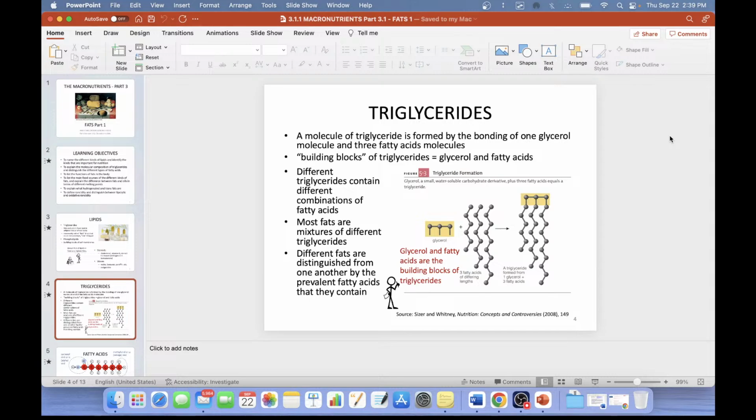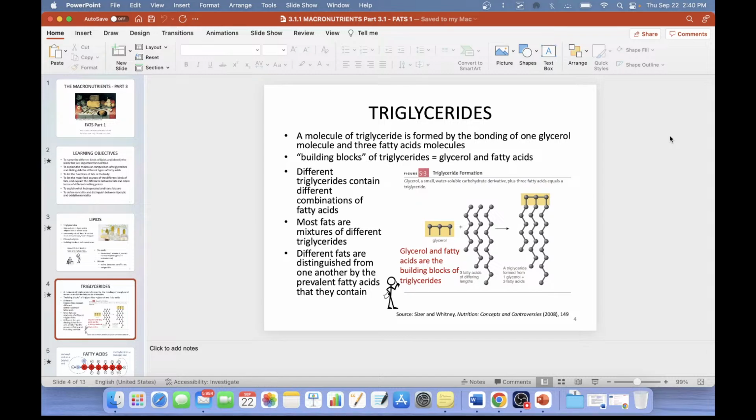Different triglycerides contain different combinations of fatty acids. This is really an important point, and I want to stress it. In a molecule of a triglyceride, you can have three different fatty acids. Or you can have two fatty acids that are the same, and the third one is different. And you can also have a triglyceride in which all three fatty acids are the same. But most of the time, it's three different fatty acids.